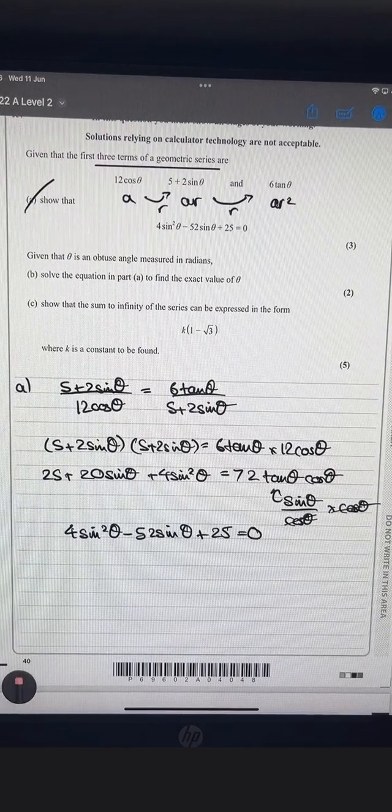So, moving on to part B. Did you take 72? Yes, that's what I did in the last step. I subtracted 72 sine theta from both sides.